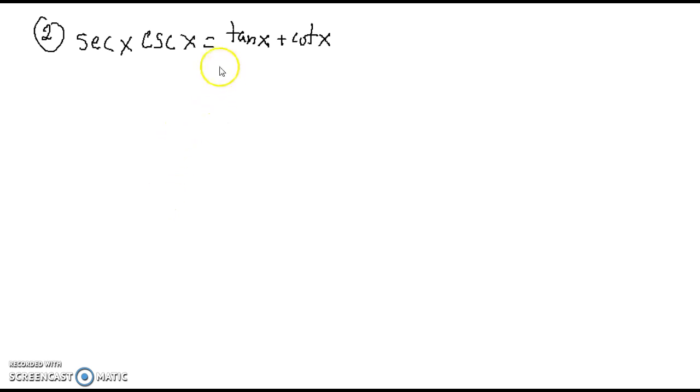So the next thing that I want to do is also kind of break it down into sine and cosine. Whenever I get stuck, that's what I do. I look to see, can I do sine and cosine? So I'm going to rewrite tangent. Tangent is made up of sine over cosine, and then I'm going to rewrite cotangent as cosine over sine.